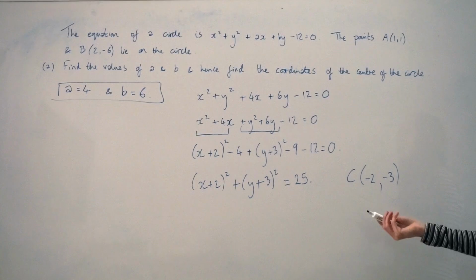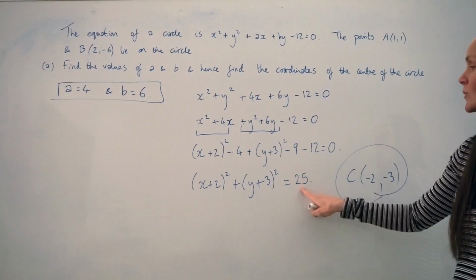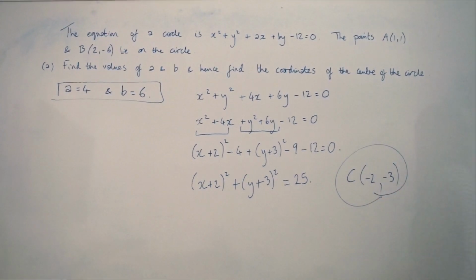And if we were asked for the radius, I know they don't ask for it in this question, it would be the square root of 25, which is 5, okay? So there is the centre of the circle.